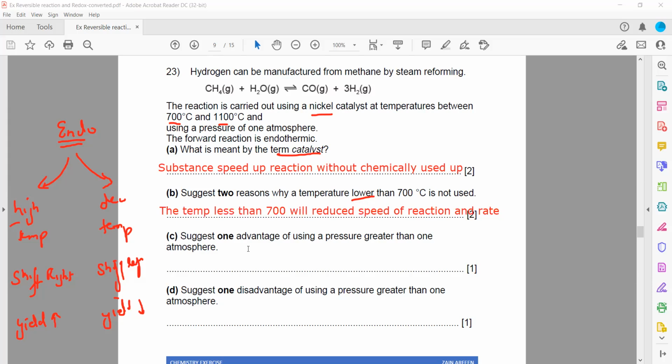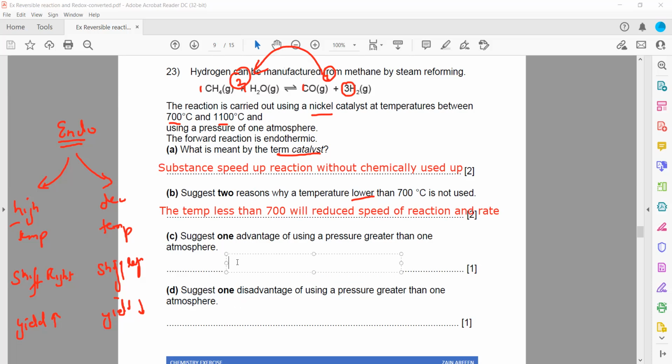Suggest one advantage of using a pressure higher than atmospheric. So if you use a high pressure, look, if we use here 1 mole, 1 mole, 1 mole and 3. So there are 2 moles of the reactant and there are 4 moles of the product. So if we increase the pressure, equilibrium will shift towards the left hand side, but that is a disadvantage, the amount of the product will decrease.